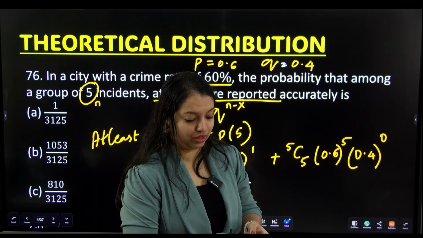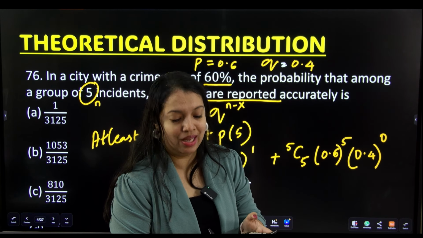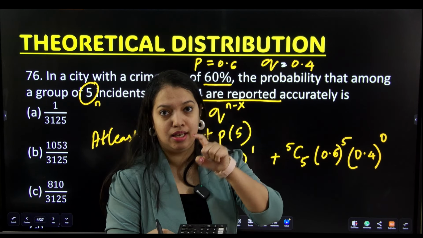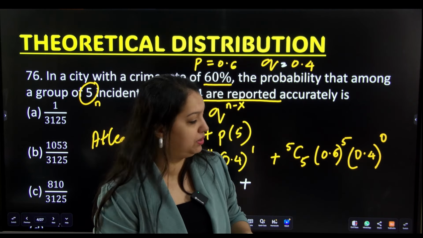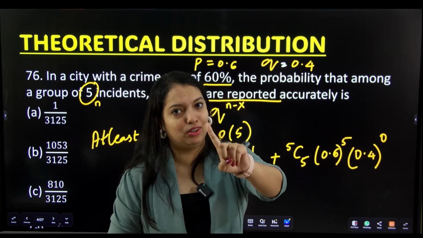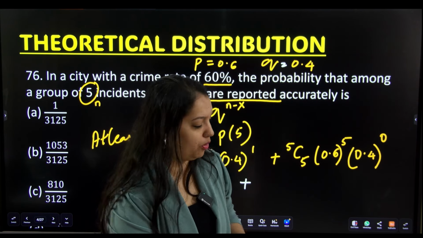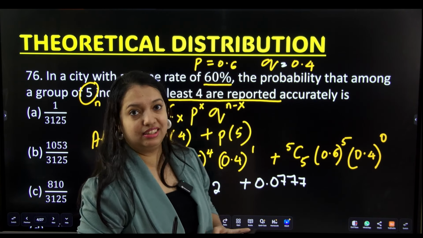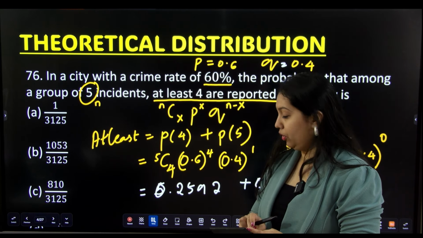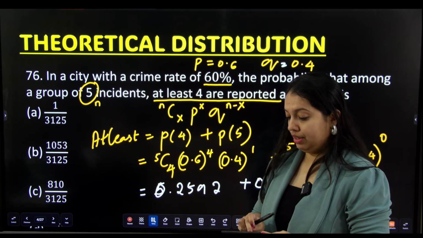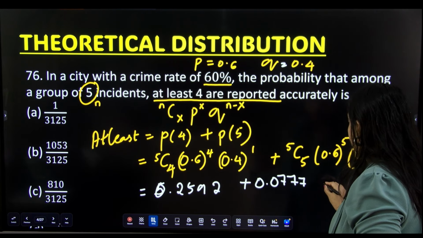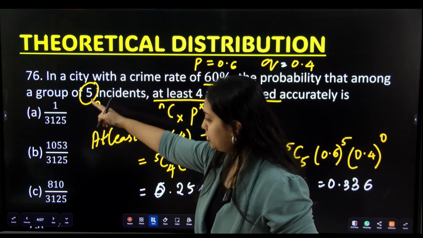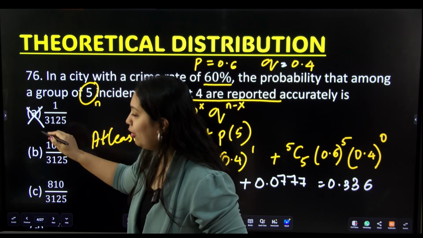0.6 power 5. Let's do that on the calculator. 0.6 into, equal to button for 1, 2, 3, 4 times. Remember, power 5 is there, you need to press equal to button for 4 times. Anything power 0 value is equal to 1. So I'm getting 0.0777. For this, I'm adding 0.2592. I'm getting the value as 0.336. Now, among the options, this cannot be 0.3.